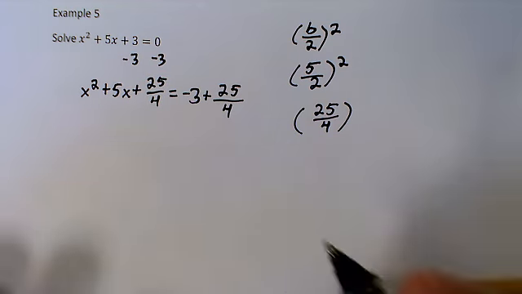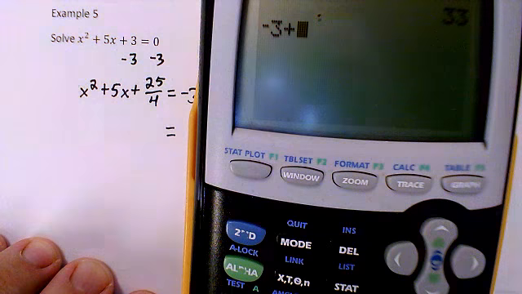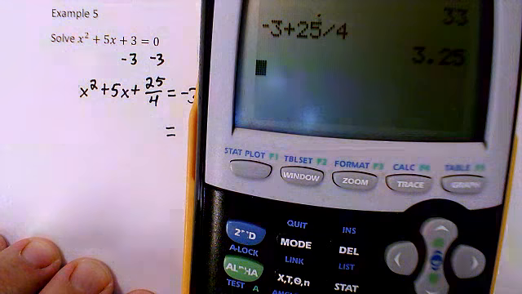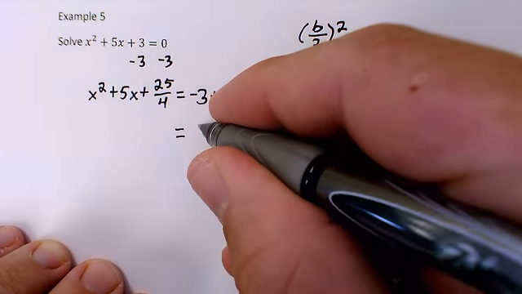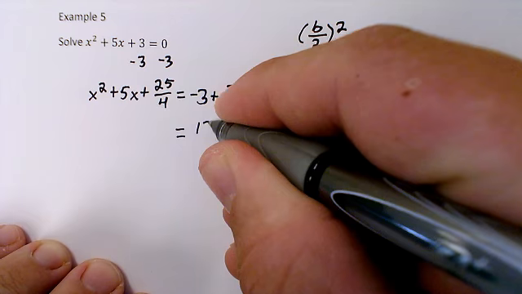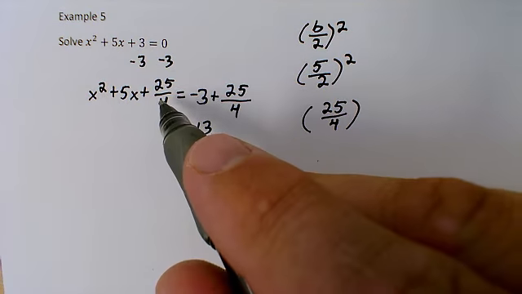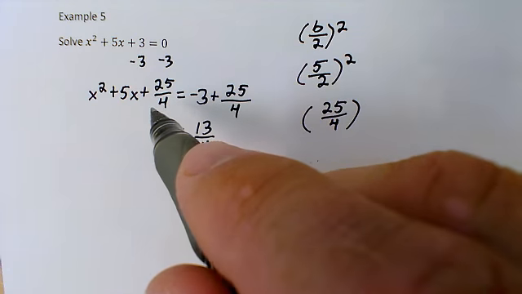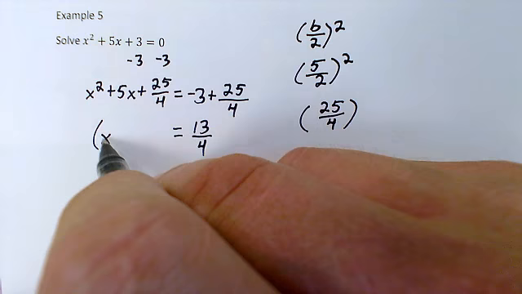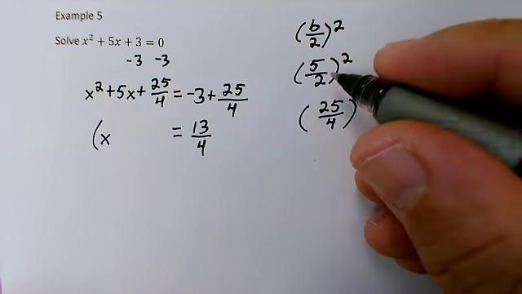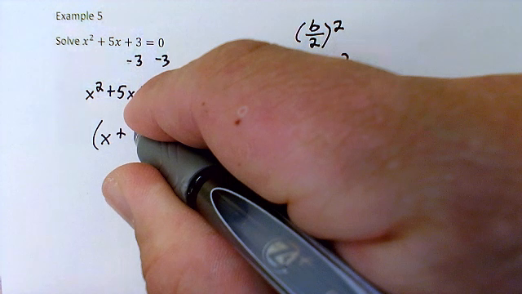Alright, now I'm going to go ahead and add the negative 3 with the 25 over 4. Just going to use my calculator for that. And I'm going to convert that to a fraction, 13/4. So positive 13/4. Now on the left side, you might think that this is a disaster to try to factor. Actually, it's really easy if you remember what I say. I have x, and it will be plus, because it's positive, plus 5/2 squared.